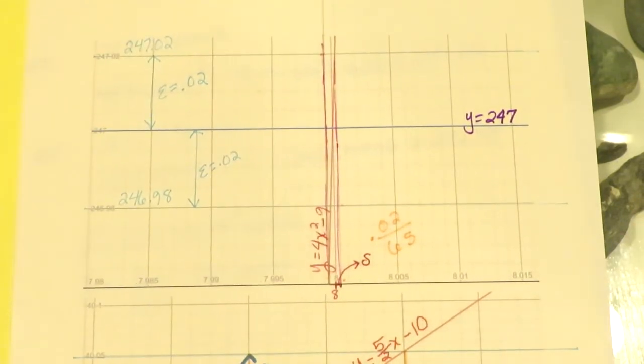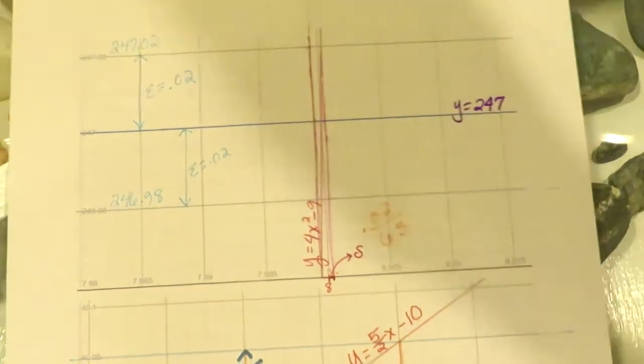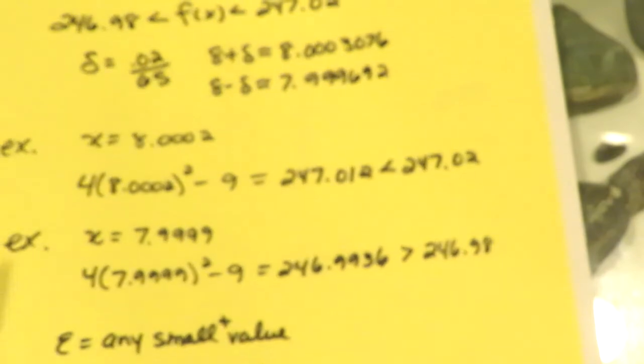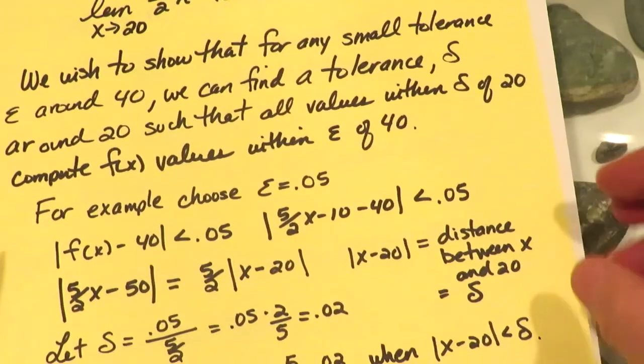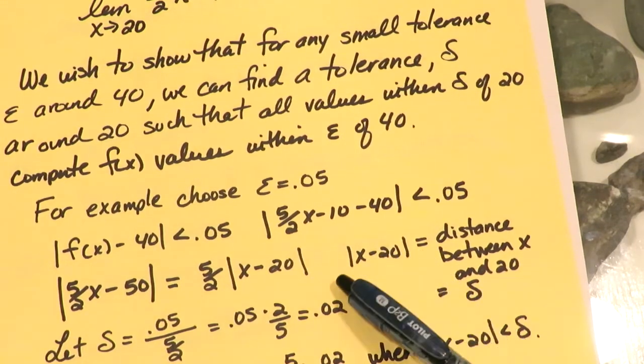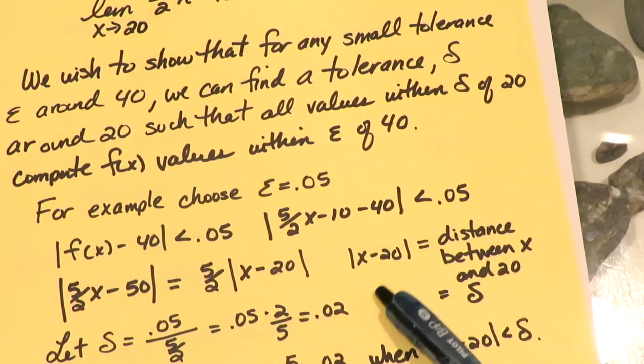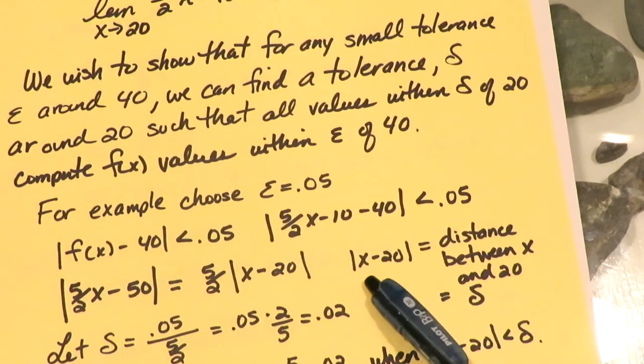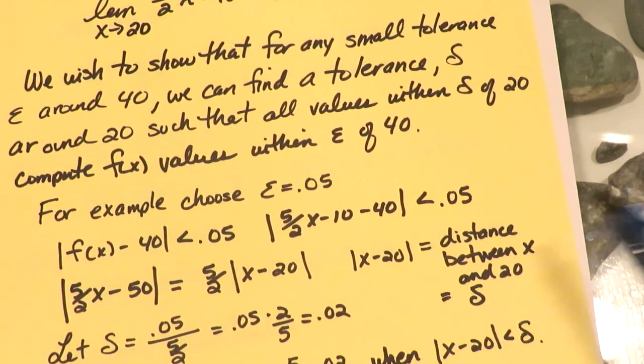So that's a little introduction to epsilon and delta. Again, epsilon is the tolerance around the output, delta is the tolerance around the input, and another important thing that came out of this is that absolute value as a notation means the distance between x and your other number, or f of x and your number. So absolute value means distance between two items that are being subtracted.